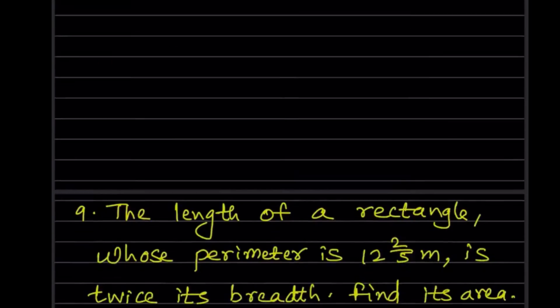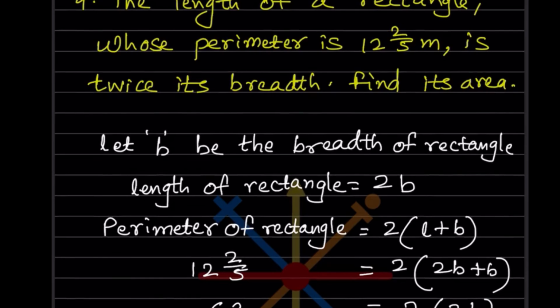So now the next one: the length of a rectangle whose perimeter is 12 integers 2 by 5 meter is twice its breadth, and we have to find the area. So now see, the length of a rectangle whose perimeter is this. So length is twice breadth. Just look at this sentence. We don't know the breadth, so we can consider let b be the breadth of the rectangle, and length is twice its breadth, means 2 into b, that is going to be 2b.